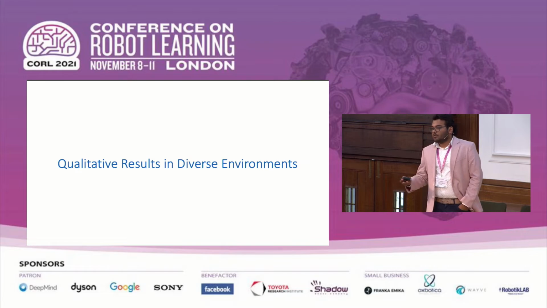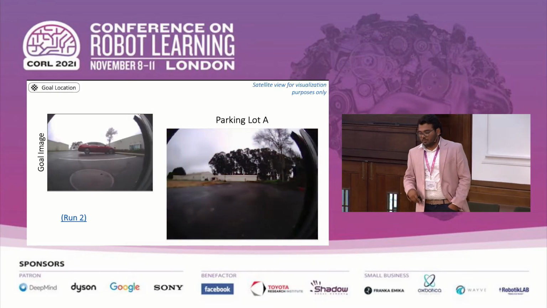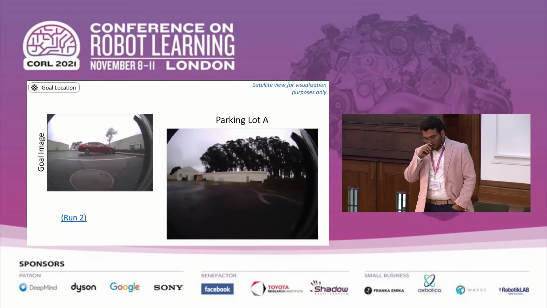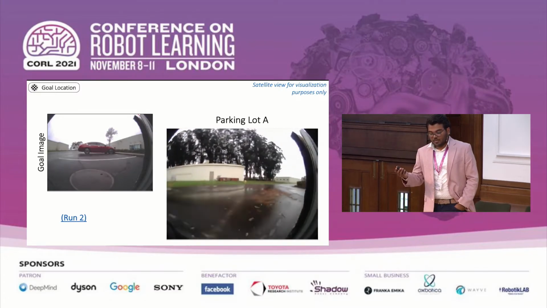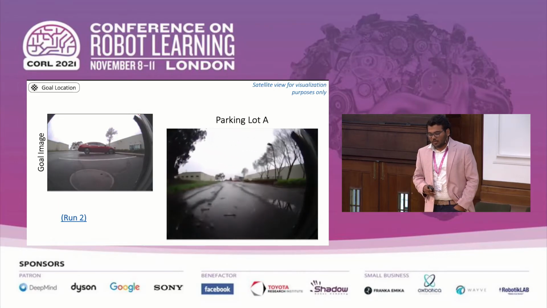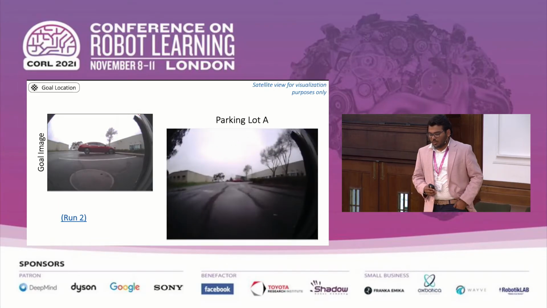We now show some more qualitative results in other environments. For example, this parking lot scene, where the target is a red car, the goal image you see on the left, and it's completely out of sight. The robot has explored the environment in the past, and it's trying to find a path that leads it straight to the red car.